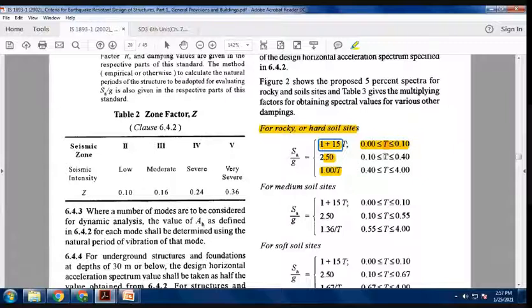Suppose your T value is 0.3. Then you should check the condition. 0.3 lies in the second condition. Therefore, directly I should take Sa by g as 2.5. If your T value is 0.3, then we should take Sa by g as 2.5.